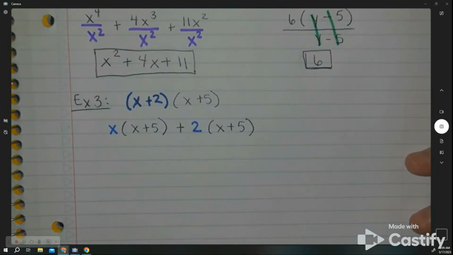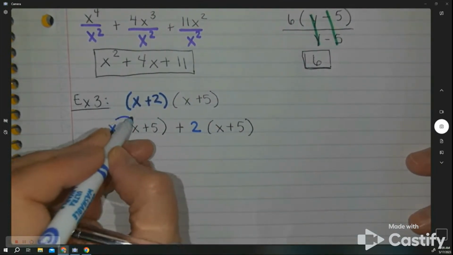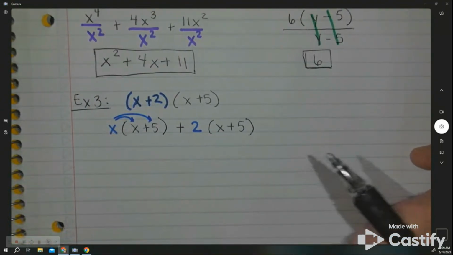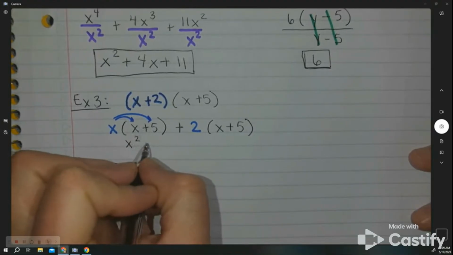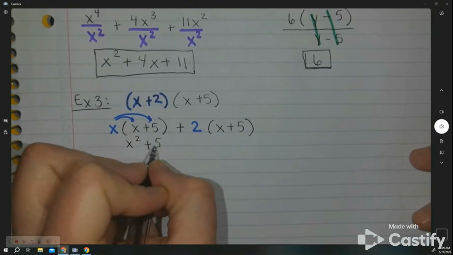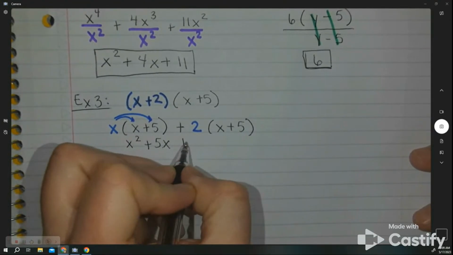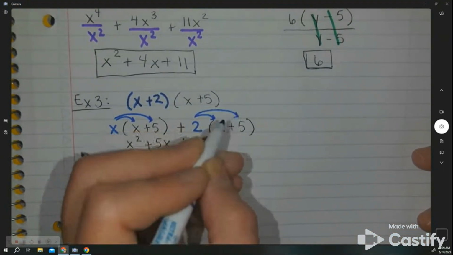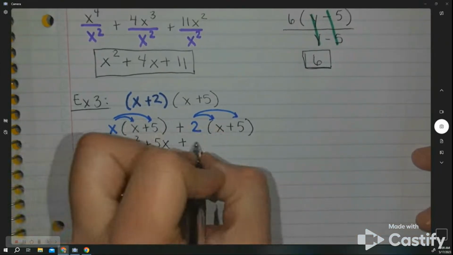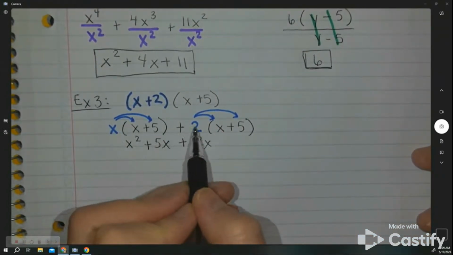And now I can distribute. So x times x and x times 5. Well, x times x is x squared. x times 5 is 5x, so plus 5x. Plus, now I'm going to distribute on this one: 2 times x and 2 times 5. So 2 times x is 2x. 2 times 5 is 10.